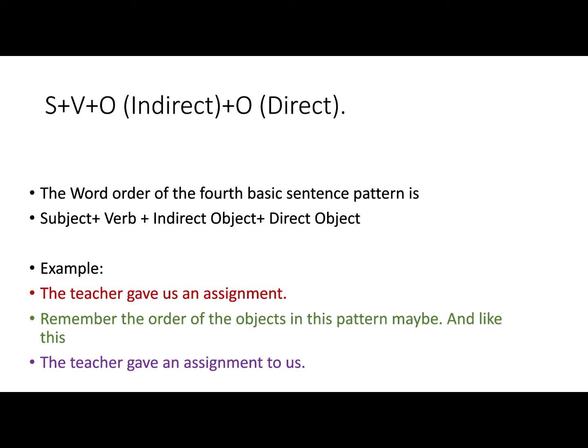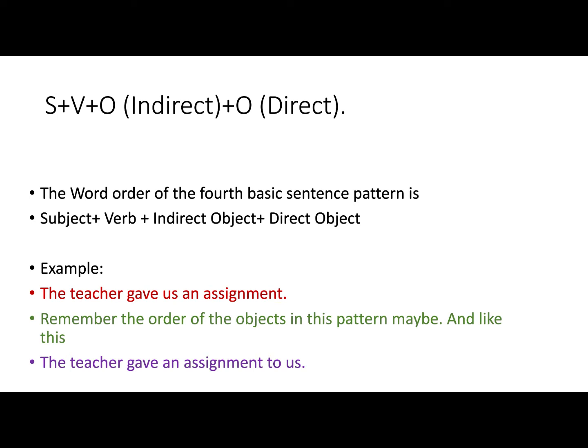The teacher gave an assignment to us. In this sentence, the direct object comes before the indirect object, but there is a change also, and the change is that we use to preposition before the indirect object if we place it after the direct object. It means इस सेंटेंस पैटर्न में ऑब्जेक्ट्स का ऑर्डर चेंज हो सकता है, उनका क्रम बदल सकता है.